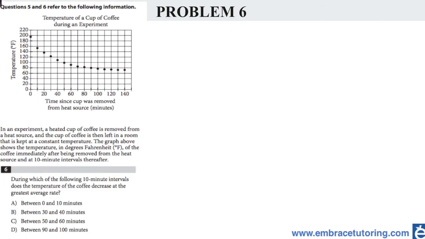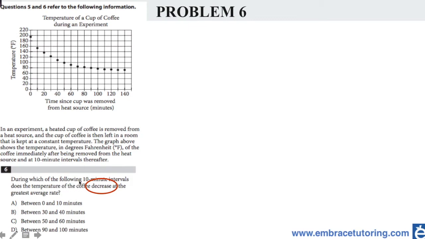Now, once again, problem 6 is referring to the same table and graph. And in this instance, they are saying, during which of the following 10-minute intervals does the temperature of the coffee decrease at the greatest average rate? Well, decrease means that it's going to be obviously declining, and here it says the temperature. So once again, we're talking about the y value.